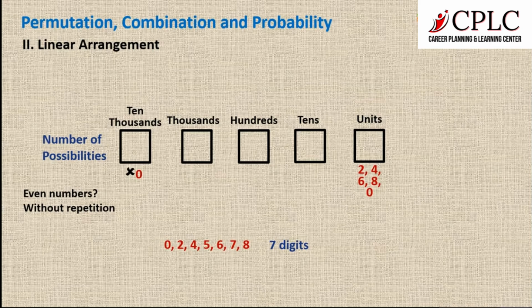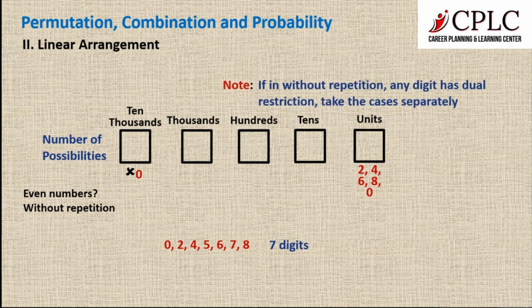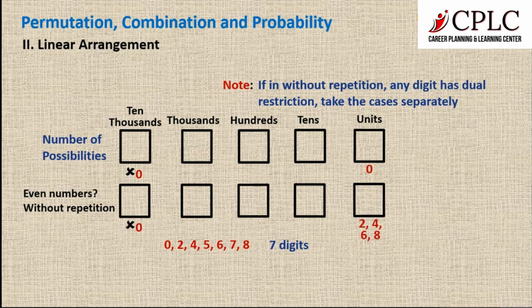So the note says, whenever there is a question without repetition, and there is something called a dual restriction on any particular digit or digits, you are going to take their cases separately. So here clearly we understand that 0 has a dual restriction, so we are going to take the cases separately. One case we will take is with 0 and one case without 0, as you all can clearly see. And now we should start working.